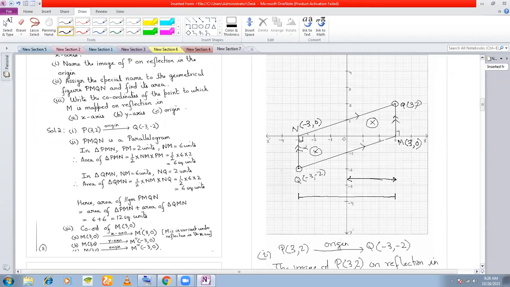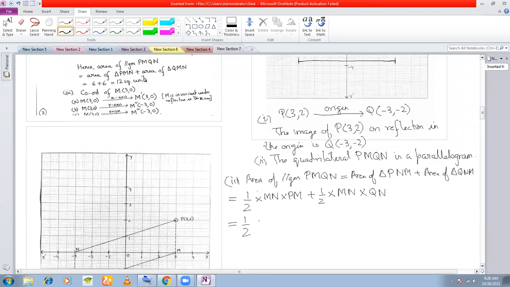So if you see from this to this, the length is 3 units, right? And from this to this, what is the length? Again, 3 units. So what is MN? MN is 6 units, 3 plus 3. So you write here 6 units.